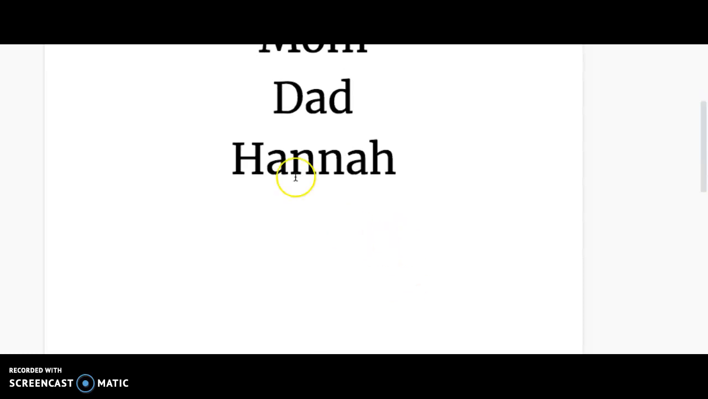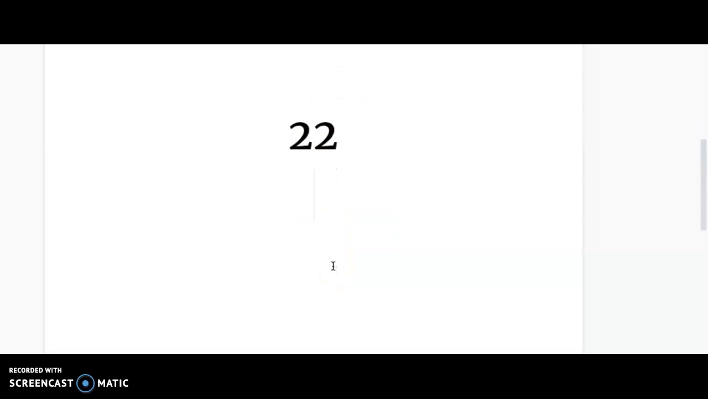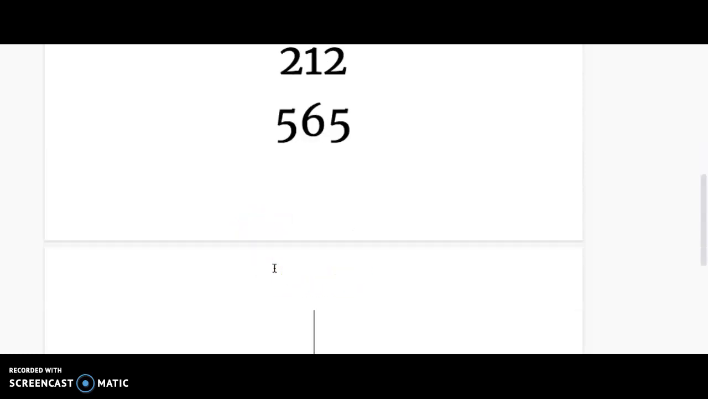Number palindromes would be numbers like 22. It's the same forwards and backwards. Okay, how about 212? 212 forwards and backwards. Or 565. 565.